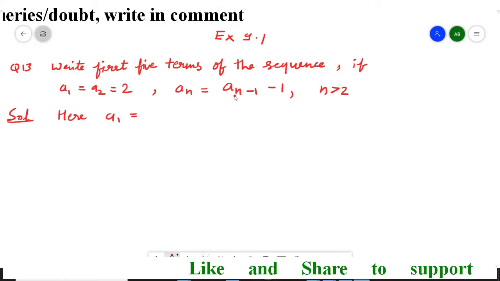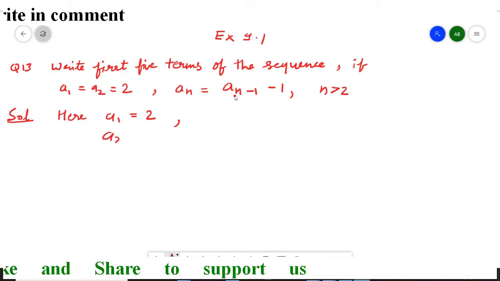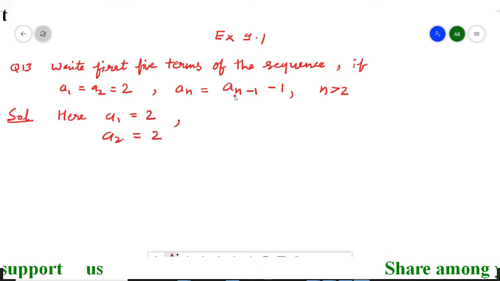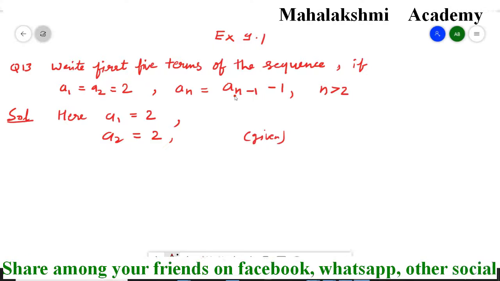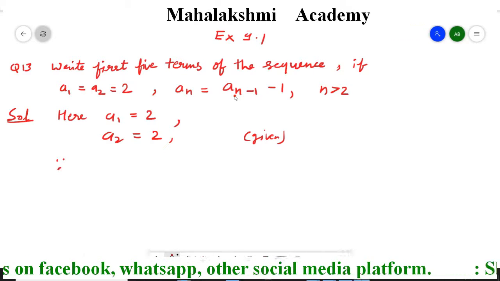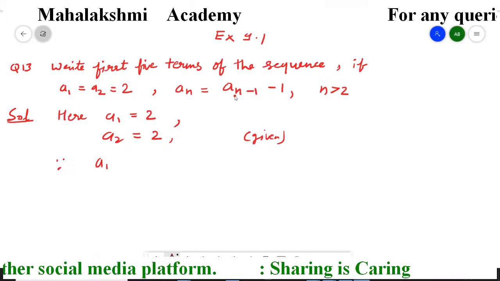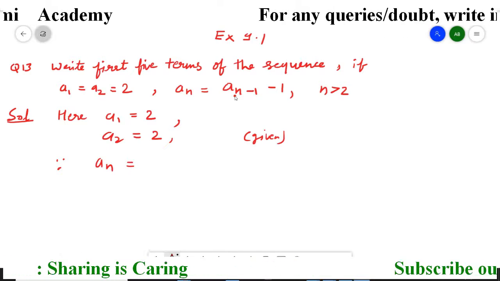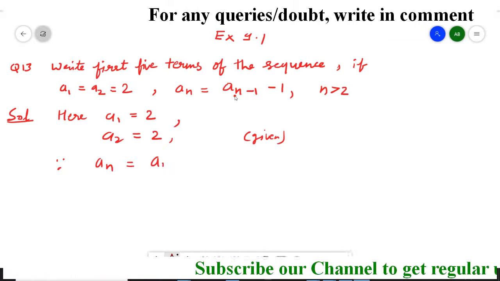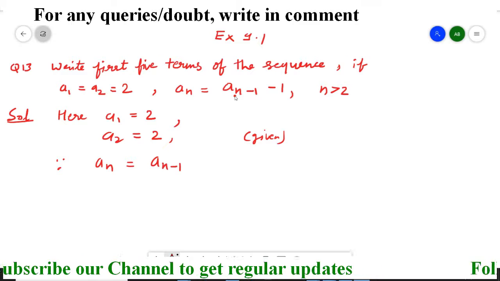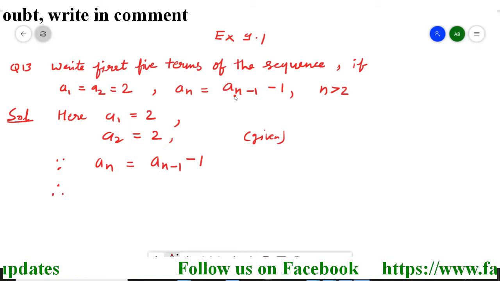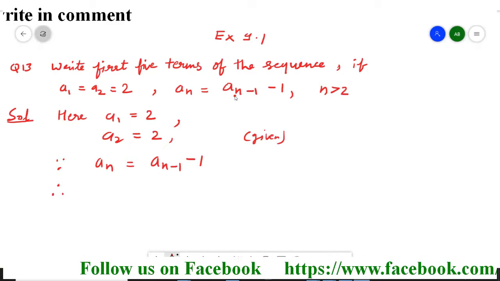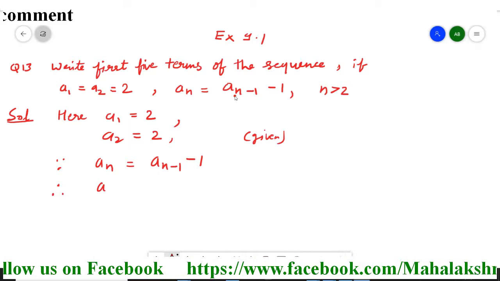So we will start here. Here a1 is equal to 2 and a2 is also equal to 2. It is already given to us. One more given thing is the nth term formula, that is an is equal to an minus 1 minus 1. Now which term do we need here? Third term, because the first 2 terms are already available. So we are going to get the third term.